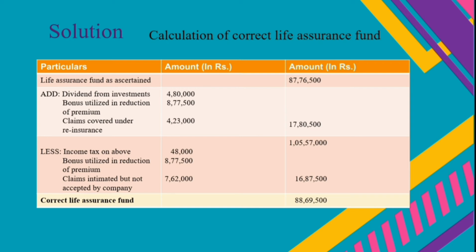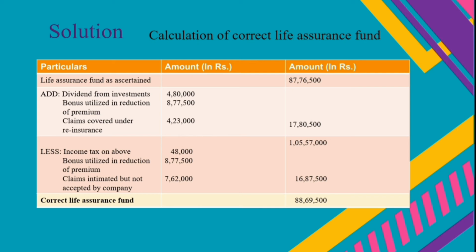Step 2. Now added amount to be identified from the format. It is understood as dividend from investment 4,80,000, bonus utilized in reduction of premium 8,77,500, claim covered under reinsurance 4,23,000 to be added. After adding the amount, the fund is 1,05,57,000.